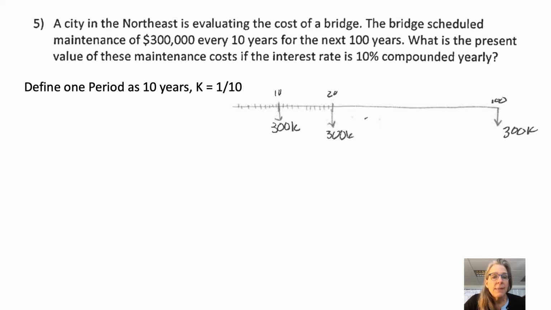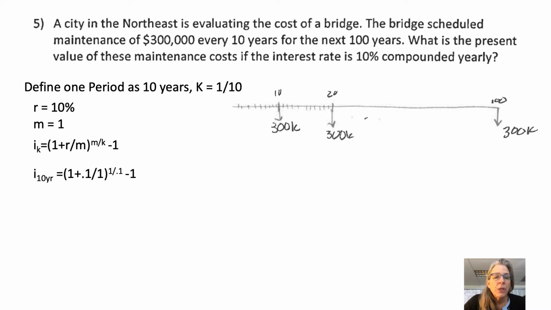And so in that case, K, which is defined as the number of subperiods per year, is 1/10. So every year is 1/10 of a period. We also established that the R value is 10% and the M value is 1 because it's compounded yearly. Just plugging into this equation again, we get a value of 159.4% per year.